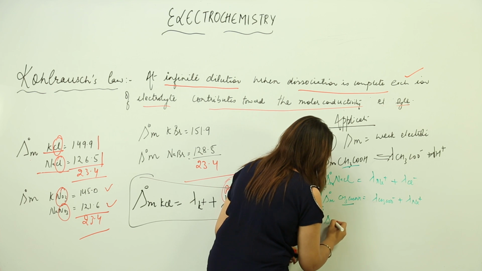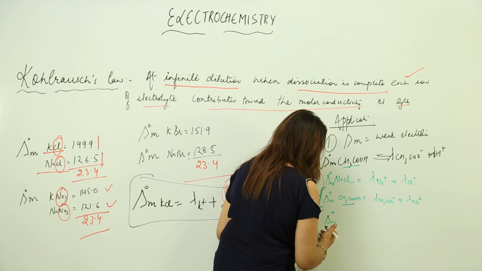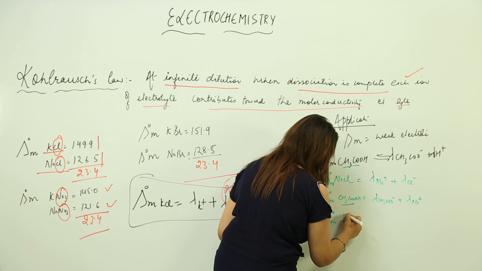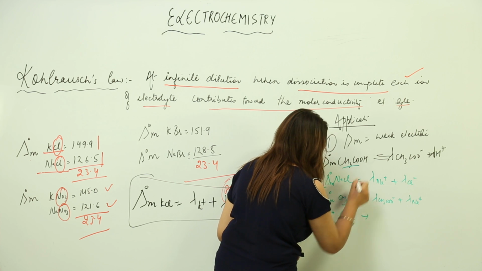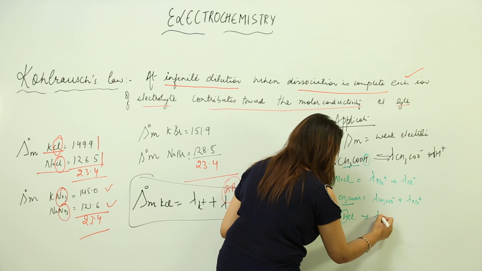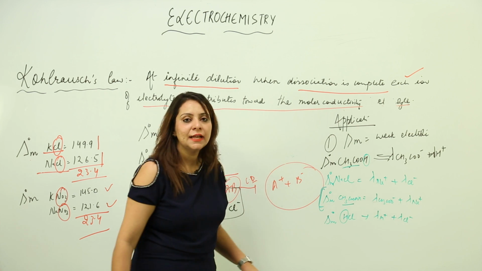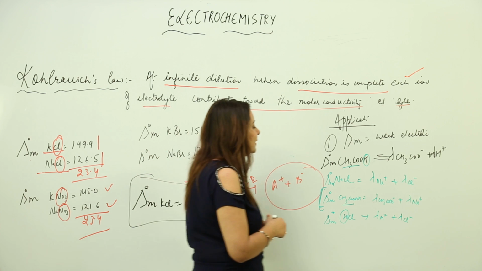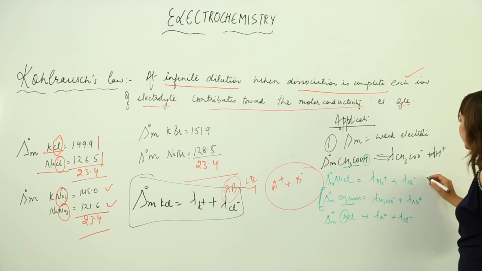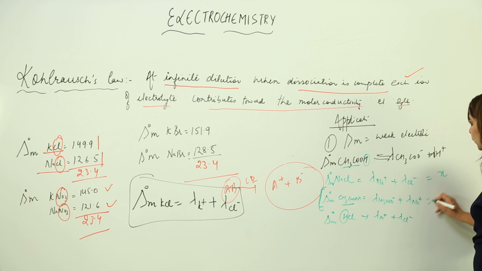Let's take another example, another common electrolyte. Let's say we took HCl, it also has a same ion. So it will contribute lambda H positive plus lambda Cl negative. So let's say that molar conductivity for NaCl is X, for this one is Y, and this is Z. Let us assume these values.